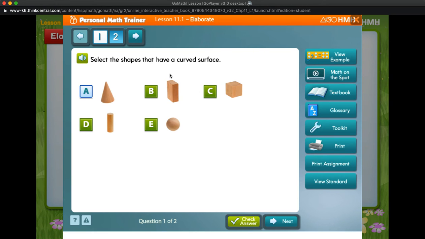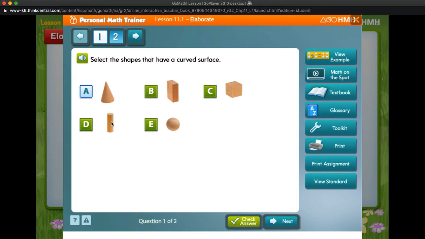Look at the rectangular prism here. If you remember, the rectangular prism is made up of all flat surfaces, so none of the surfaces can be curved on this one. So we're not going to click the rectangular prism. Let's look at the cube. The cube is very similar to the rectangular prism in terms of the fact that it has all flat surfaces. So again, the cube would also not be an example of a three-dimensional shape that has a curved surface.